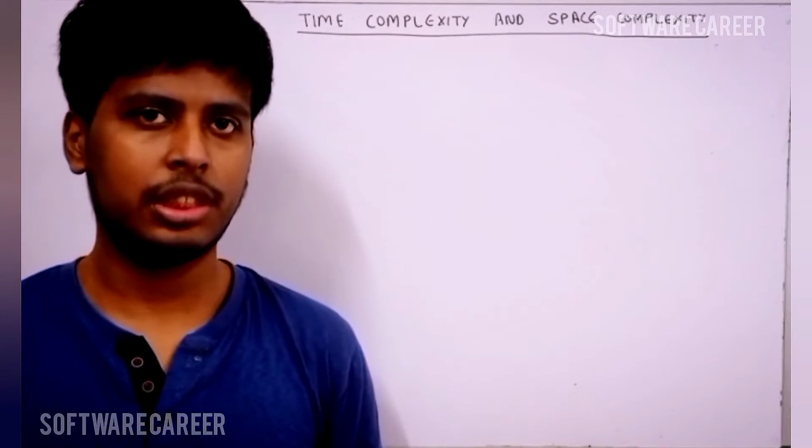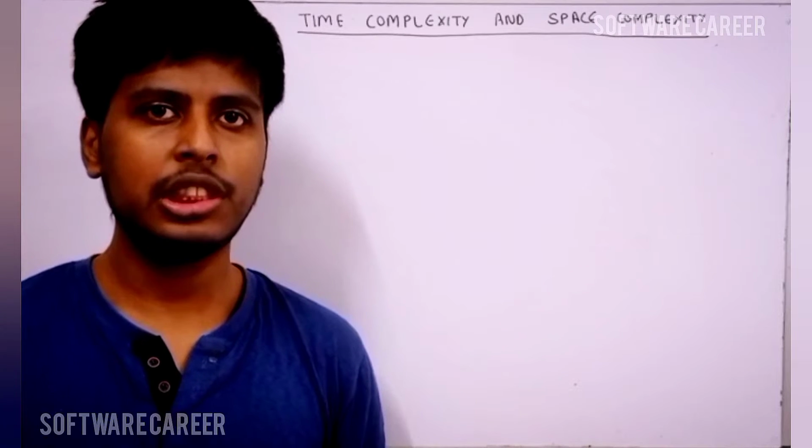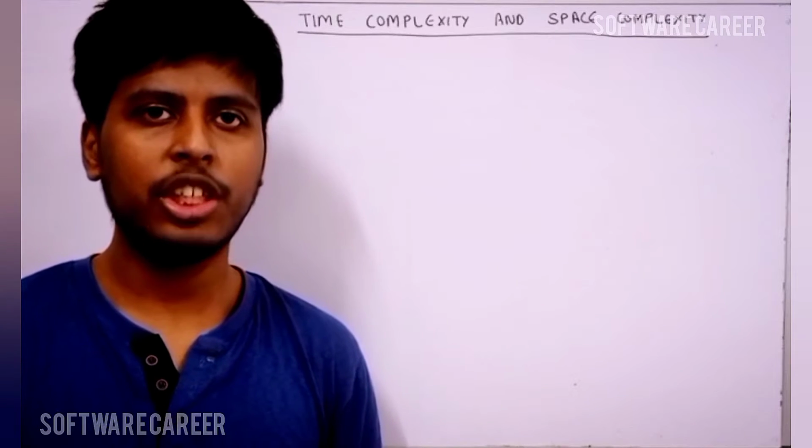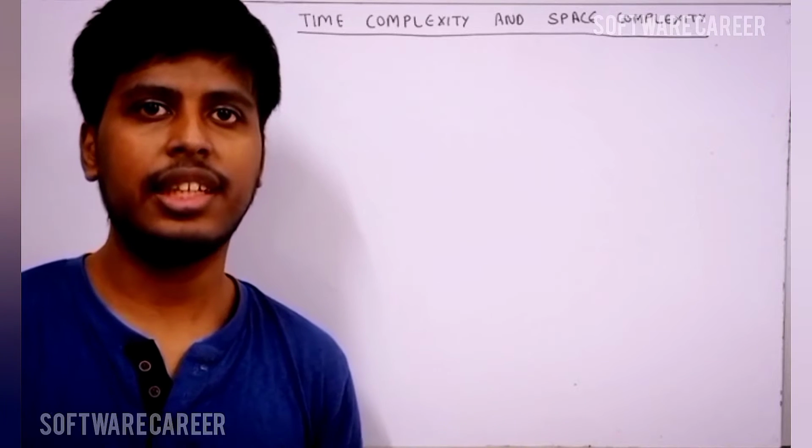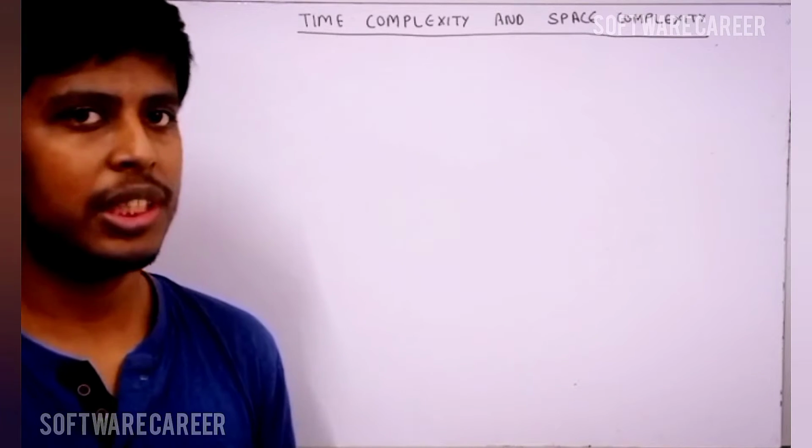Next is space complexity. Space complexity is how much space, that is how much memory or storage, it takes to store the data in that data structure. That is called space complexity.